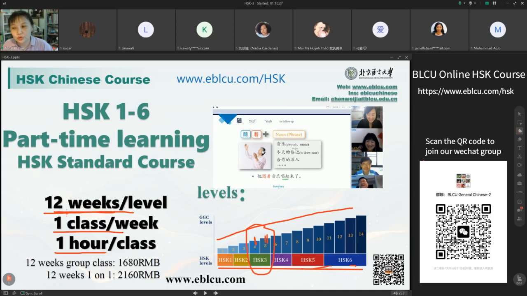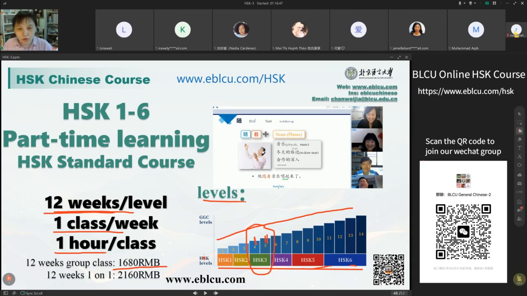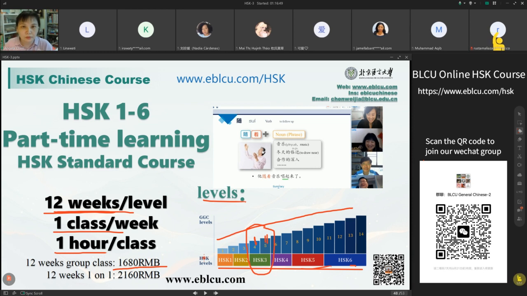And for each 12-week course, each level, here goes the price: 1,680 RMB. This is a small group class, not like today. Today is a free class, so it's a large group. The real paid course is a small group, usually about 3, 4, or 5 students in a group.